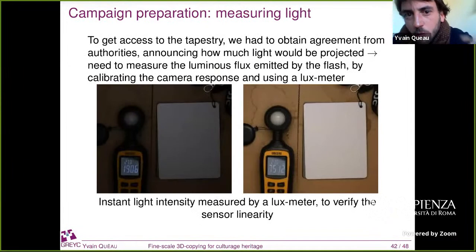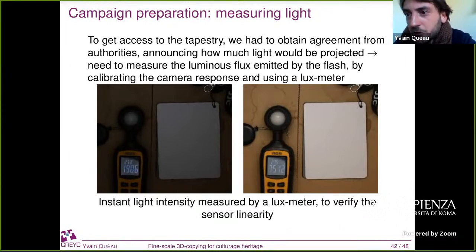Then, when we wanted to do the test, obviously we cannot just go to the tapestry and take pictures, because it's not the way it works. It's a protected art piece. So we had to get agreement from the authorities. And the authorities asked us to announce in advance exactly how much light we would project onto the surface, meaning that we needed to measure the luminous flux emitted by the flash. So we thought, okay, it's simple, let's just buy a lux meter and measure the flash.